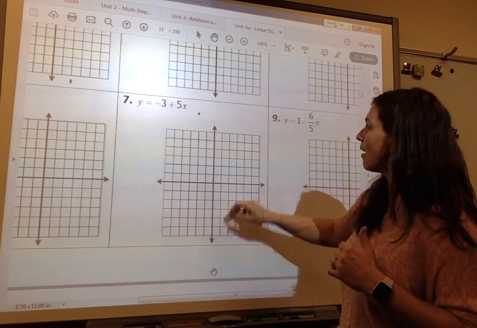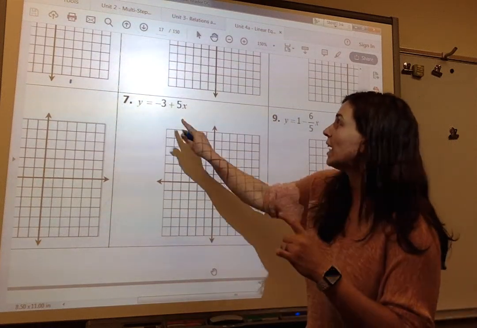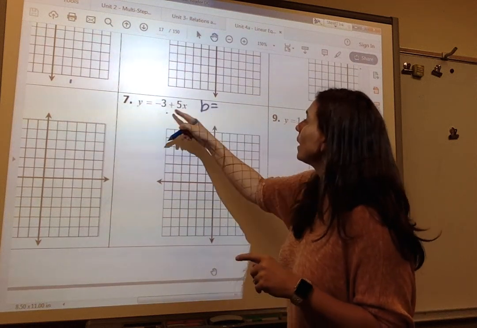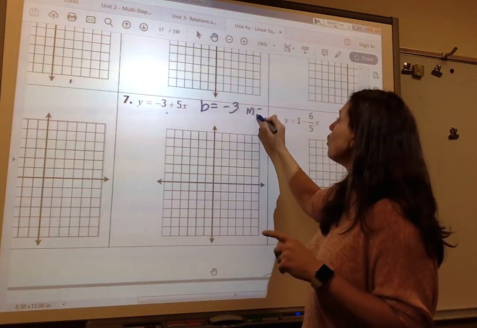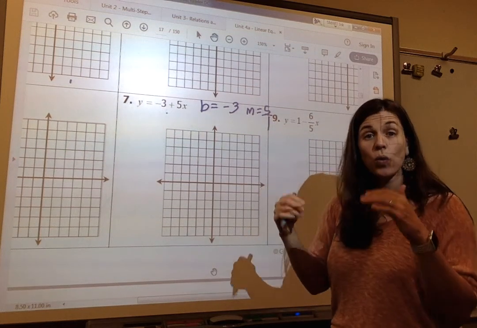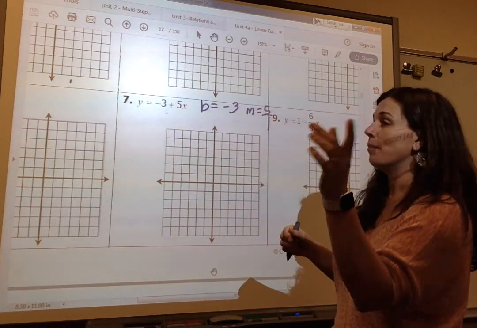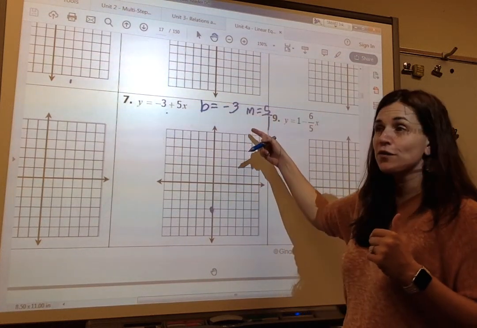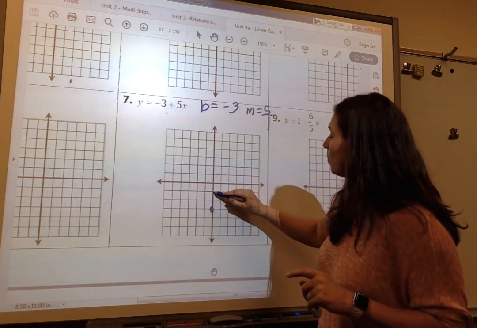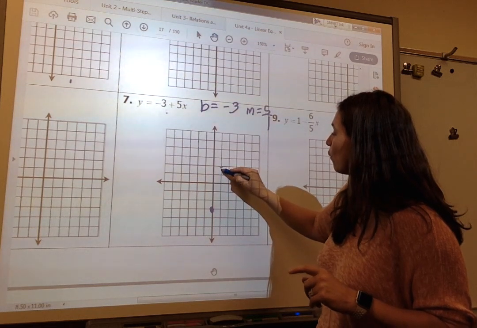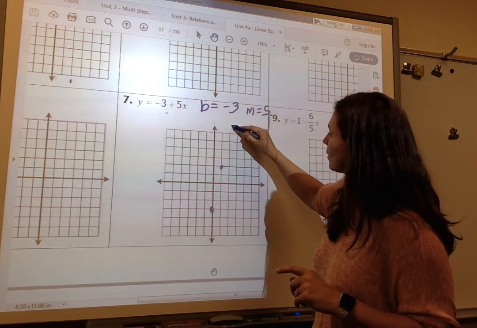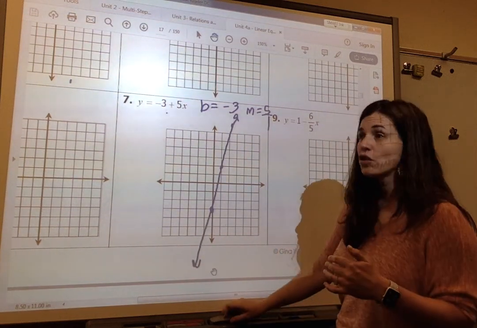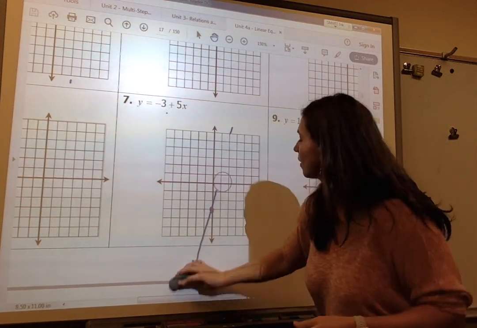All right, let's look at number 7. It's tricky. They didn't use the commutative property, so be careful. Look for that. So my beginning point here is -3, and my slope is 5. And I'm going to put 5 over 1 because I want to see that run. So my beginning point is -3. My slope is 5 over 1. So I'm going to go up 5 over 1. It's going to kind of go off the graph, and that's okay. And then notice my line, straight edge, all the way through.